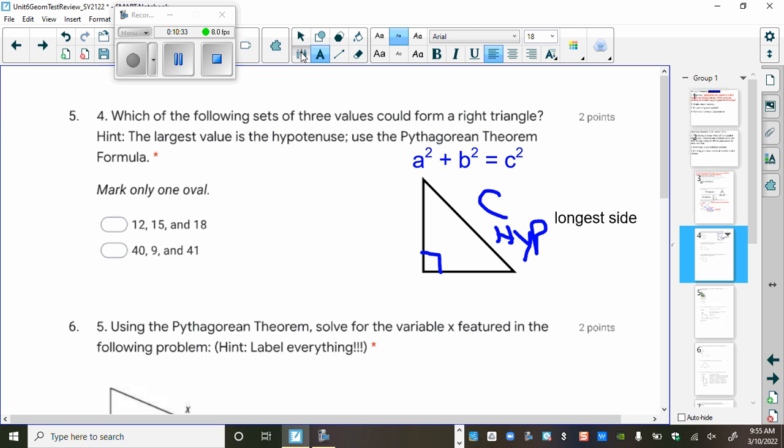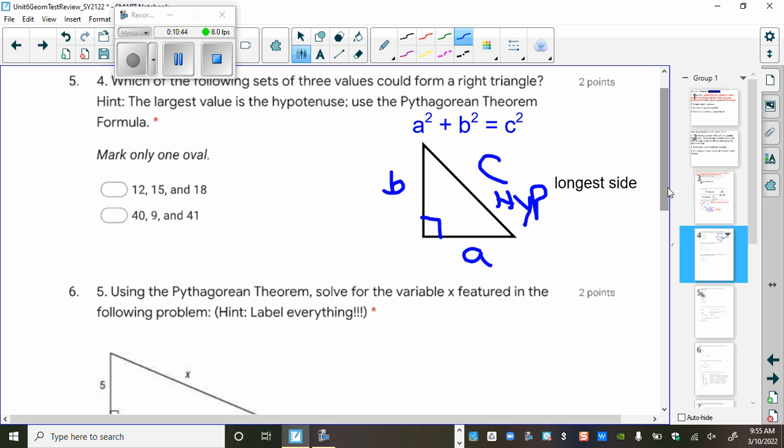And then, of course, does it matter how we label A and B? No. And you're kind of using this for the next three problems.